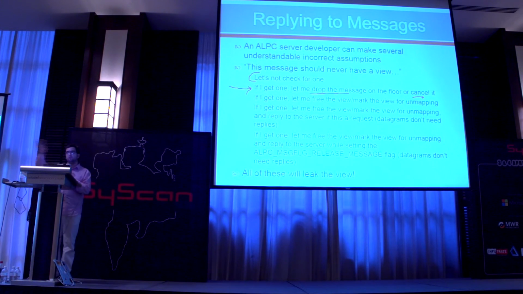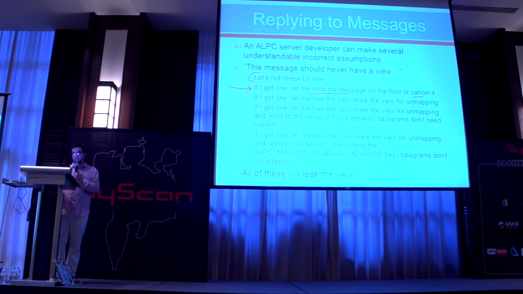There's an API to ignore a message and to cancel the message, which makes sense, but the ALPC runtime does not free views when you cancel a message. So if you just cancel the message, you're protecting yourself from any data that you don't care about, but the view is still there. Okay, you're a little bit smarter and you're saying, I'm going to free the view or mark it for unmapping. Well, remember, you also have to reply to the message. So if you didn't reply to the message, it didn't matter that you marked it for unmapping. It will never be unmapped.